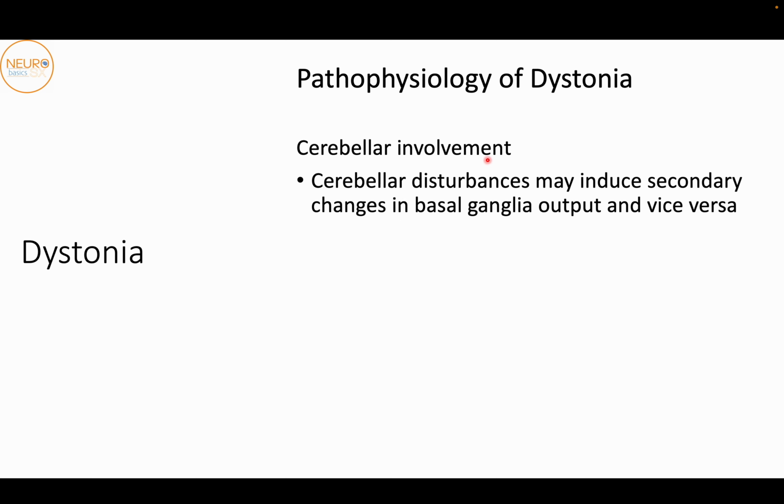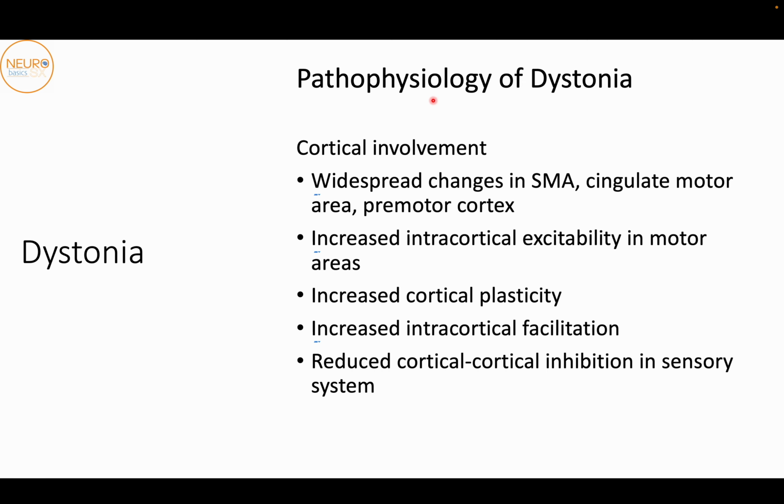Problems can also lie in the cerebellum, and cerebellar changes can induce changes in the basal ganglia output and vice versa, but they could also involve the cortex. Right, so there are changes which have been found in the SMA, the cingulate motor area, and the premotor cortex, and as we can see everywhere, there's increased excitability and reduced inhibition. That has been found to be an important pathophysiologic mechanism in dystonia.